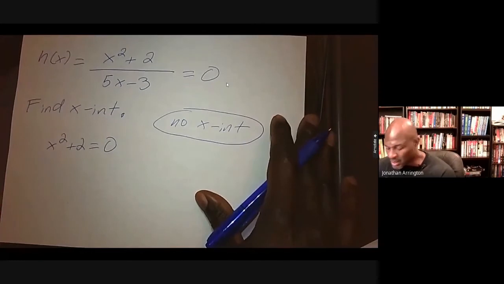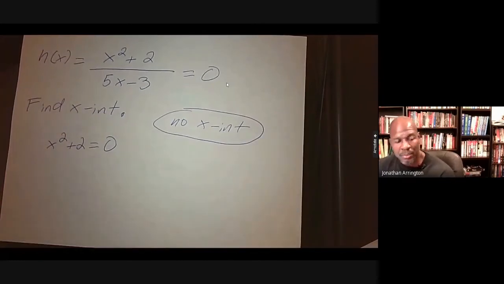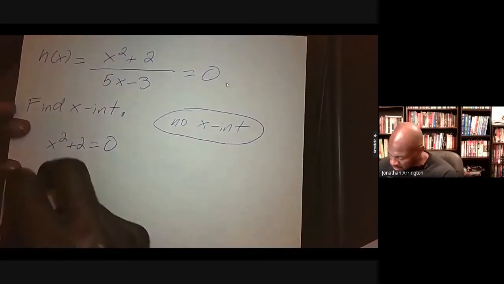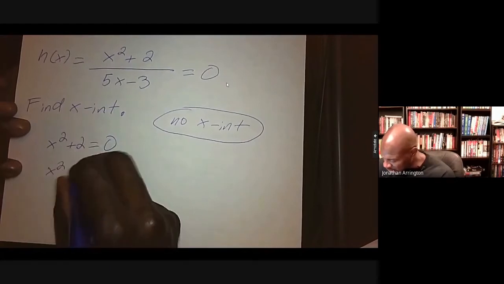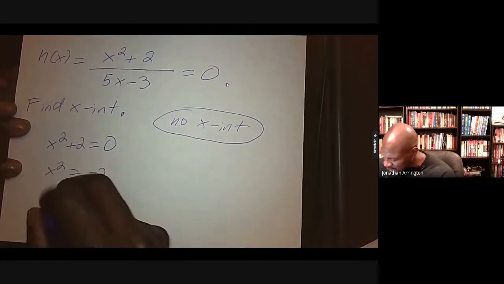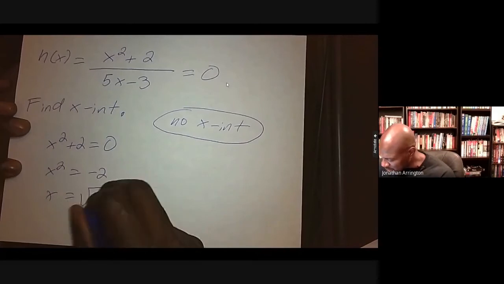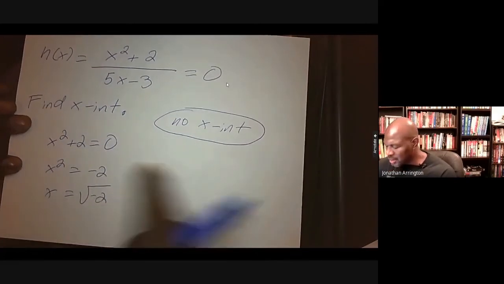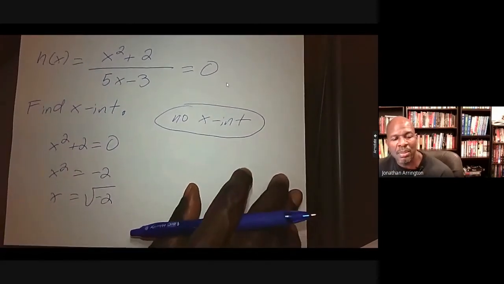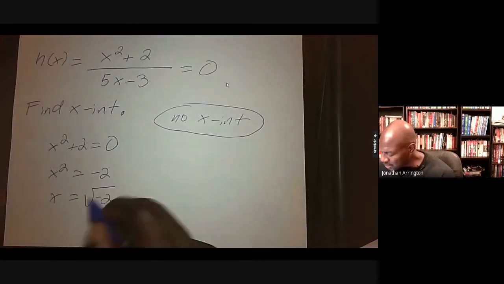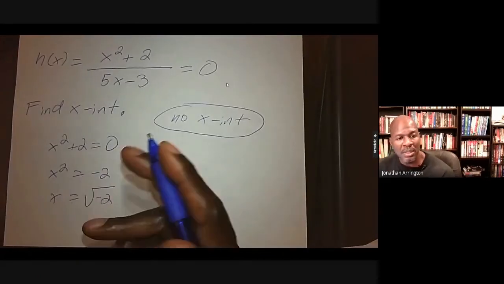Now, why, you may say? Because this will never equal 0 with real numbers. If you were to try to solve this, you would subtract 2 and get x squared equals -2. And then x would be the square root of -2. But you can't take the even root of a negative number and get a real number back. So there's no way you can solve this with a real number.